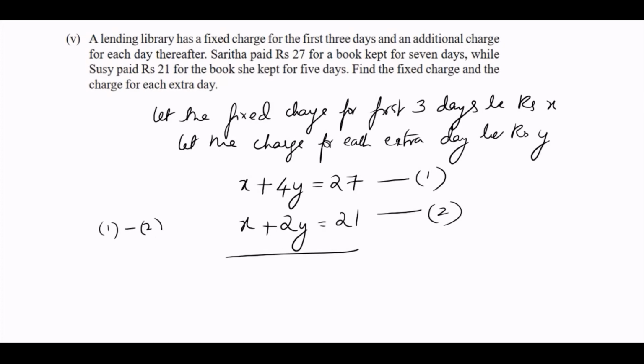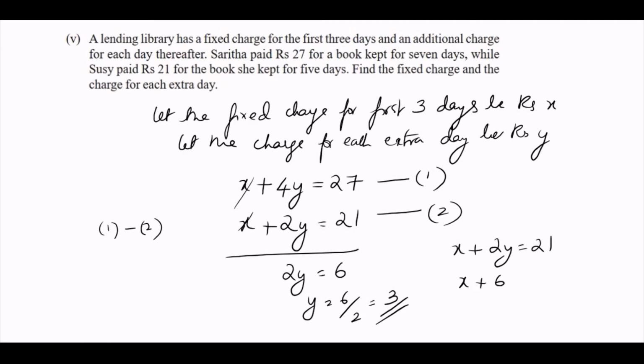So when you subtract the second equation from the first equation, you get x minus x is 0, 4y minus 2y is 2y, 27 minus 21 is 6. So y is equal to 6 by 2, that is equal to 3. So now substitute in any one of the equations and get the x value. So x plus 2y is equal to 21. So x plus 2 into 3, that is 6 is equal to 21. So x is equal to 21 minus 6, that is 15. Fixed charge is rupees 15 and the charge for each extra day is rupees 3.